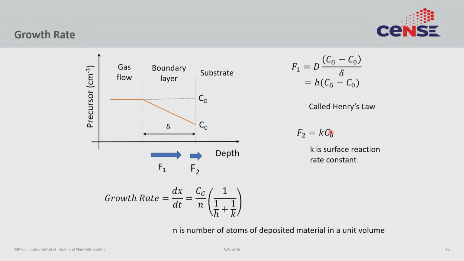The F2 once again is a chemical reaction. So, assuming first order kinetics, it would have a relationship like this, which is K into C naught, where C naught is the concentration of the reactant at the substrate. Now, K is a surface reaction rate constant, and if F1 must be equal to F2, you can do a little bit of math and come up with the growth rate, where the growth rate is nothing but Cg, which is the concentration in the gas, divided by n, where n is the number of atoms of deposited material per unit volume or atomic density, multiplied by 1 over 1 plus h and 1 plus k.